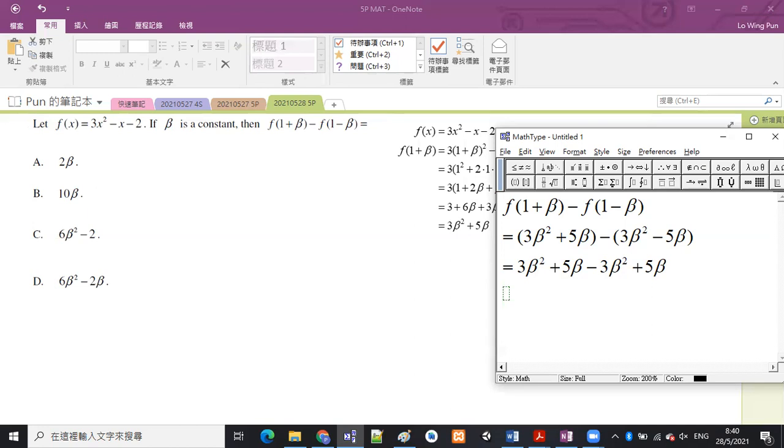So what is the answer? Should be just 10 beta. Yes. Okay, can you find the option? Yes, option B should be 10 beta, right? Because we have 5 beta plus 5 beta. Okay, the square terms are completely cancelled. One positive, one negative, so they are cancelled by each other. What is remaining is just this term and this term adding together.